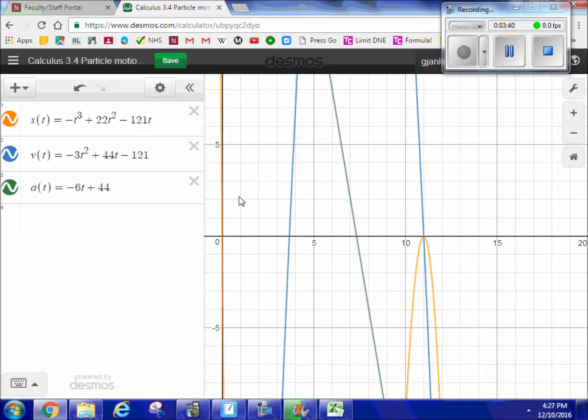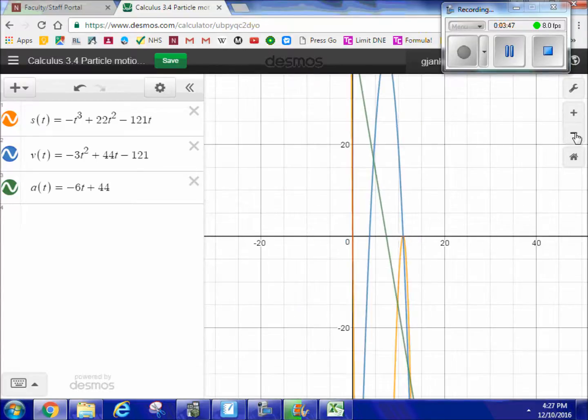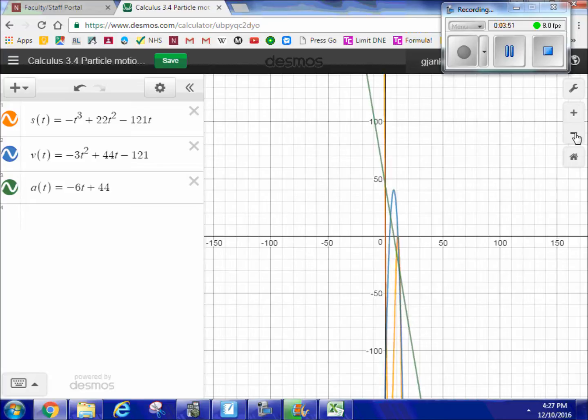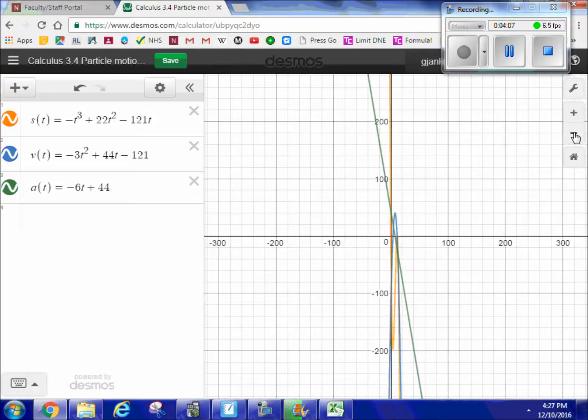So how am I going to set my y values so I can get a good look at this graph? Well, I'm going to zoom out until I can see places where these graphs turn around. And I can see that this quadratic graph turns around at about 40. And then the cubic graph, that's the orange one, my position function, looks like it turns around at around -200. So I'm going to use those as my settings.